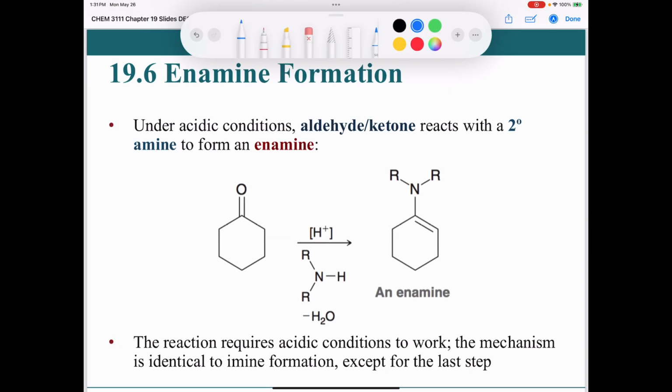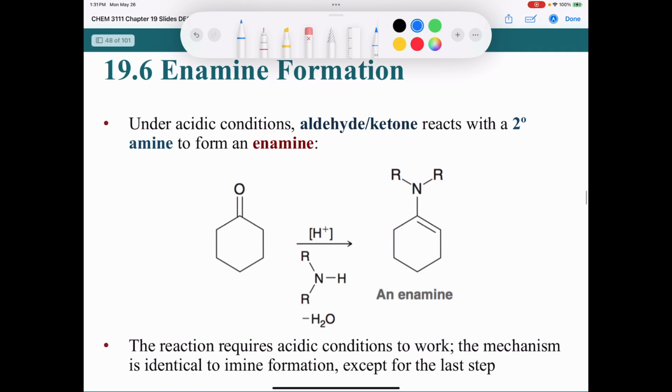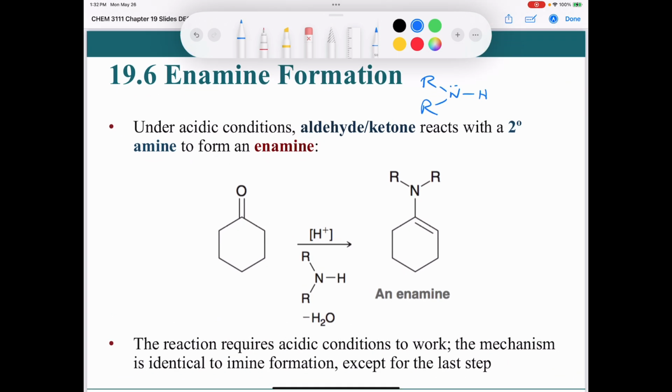Now, what's interesting is when we react our aldehyde or ketone with a secondary amine, and I'll just refresh your memory here: a secondary amine is when we have two R groups and only one hydrogen on our nitrogen, like this. Under acidic conditions, when we treat a ketone or aldehyde with a secondary amine, and of course remove water from the reaction mixture, we form what's called an enamine. So an imine was with a primary amine, and an enamine is with a secondary amine.